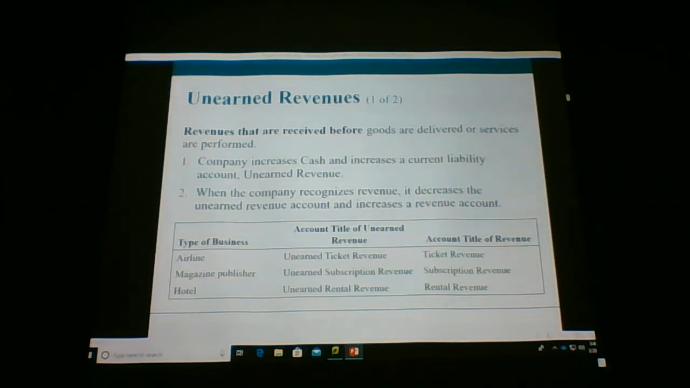Okay, you paid $300 for the ticket. Initially, we have $300 of unearned revenue. You go on your vacation, you get the flight service, ticket revenue goes up by $300. Unearned ticket revenue, the liability, goes down. All of these other two examples are the exact same thing, so I'm not going to discuss them, but those are also very good examples of unearned revenue.